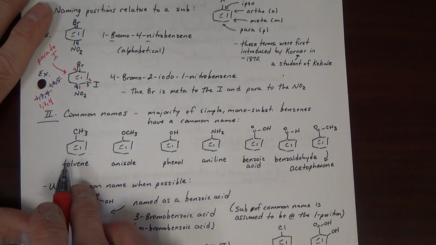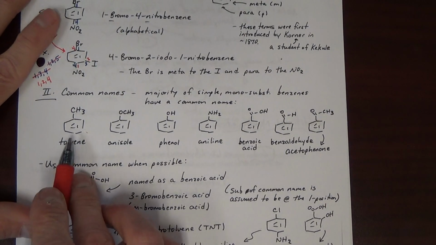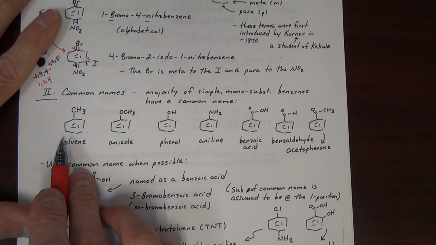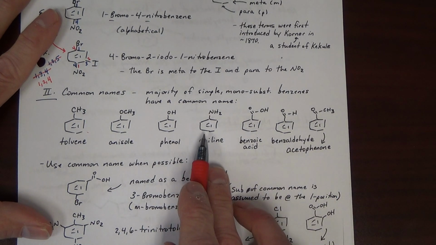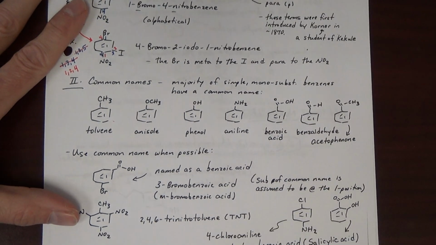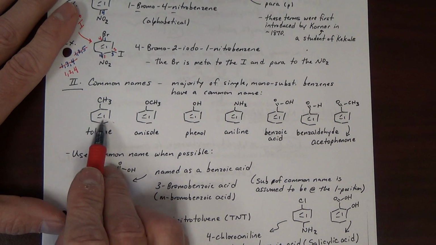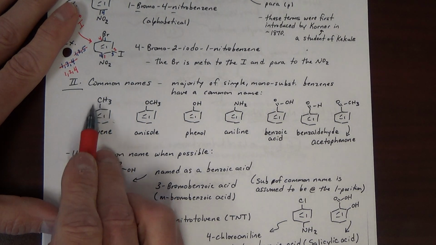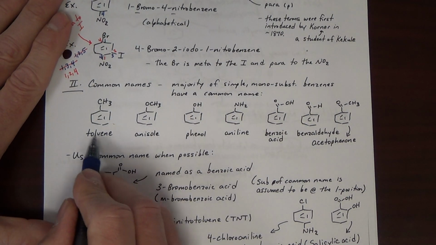Next, let's look at common names. Many of the monosubstituted benzene compounds have common names, and there's 7 here that I want you to know. First one, benzene with a methyl group. We may call this methylbenzene, but nobody calls it methylbenzene. It goes by the common name of toluene.